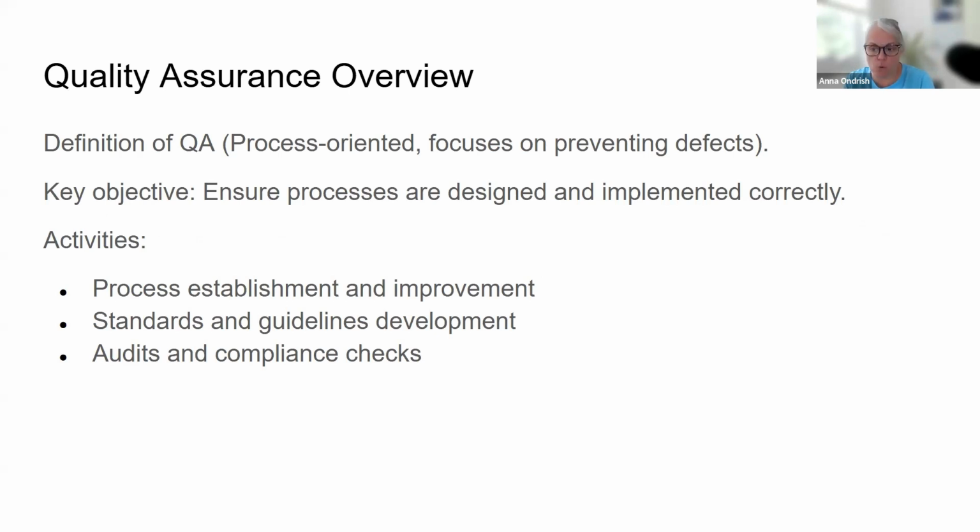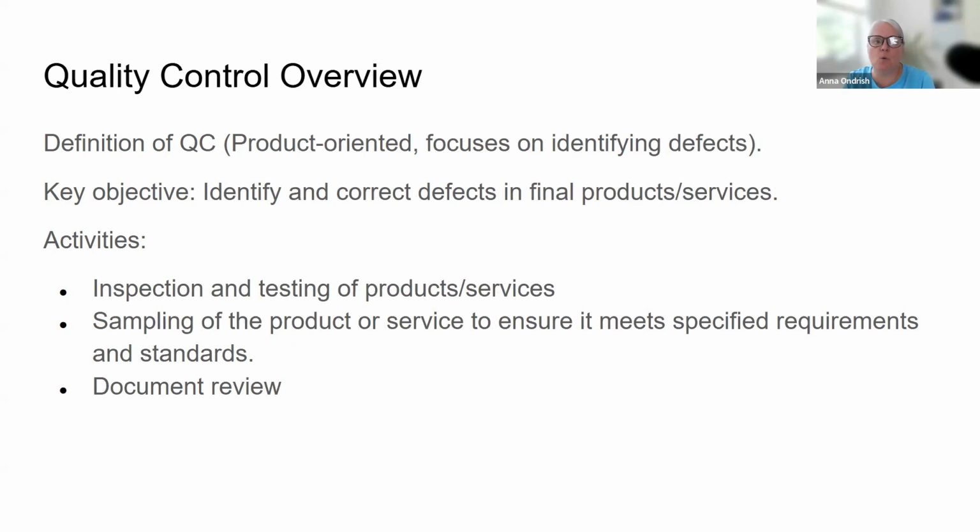It is process oriented, right? It focuses on preventing defects. So in quality assurance, we are going to ensure processes are designed and implemented correctly. So it is a total organizational effort, not just a one team effort. And quality assurance can happen for any organization. It doesn't only have to be a product specific organization. Some of the activities that happen within quality assurance are processes are established, standards and guidelines are developed, audits and compliance checks occur. So then what happens in quality control?